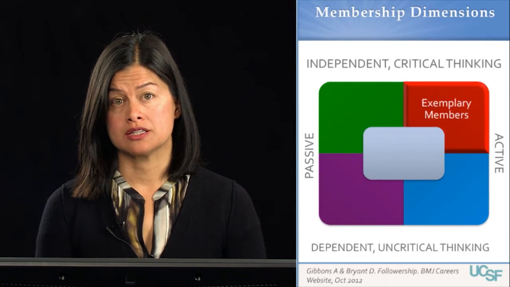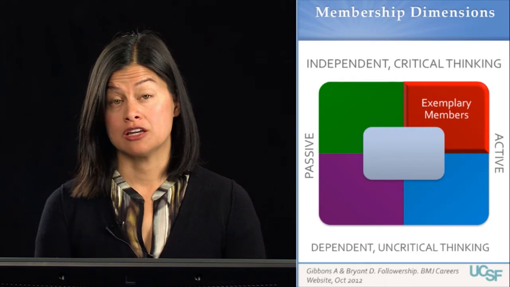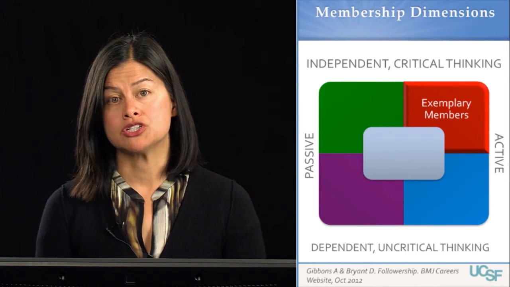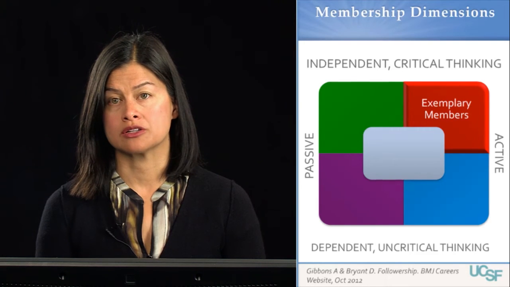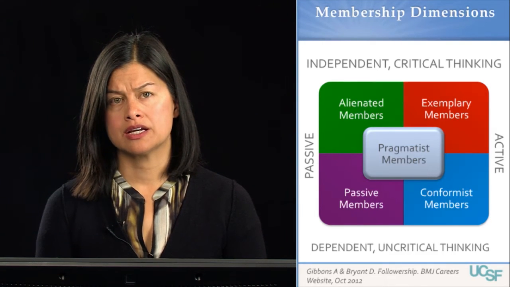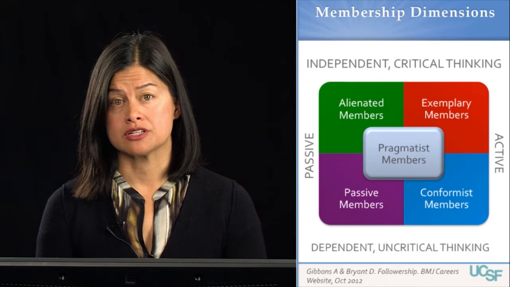In contrast, the exemplary member will apply constructive critical thinking and actively interact with the team and leader. If they agree on a course of action, they wholeheartedly support it, but if they don't, they'll challenge it and offer constructive solutions. And lastly, some folks are pragmatists who move between the boxes during the course of a task. Let's now focus on strategies that exemplary members use.